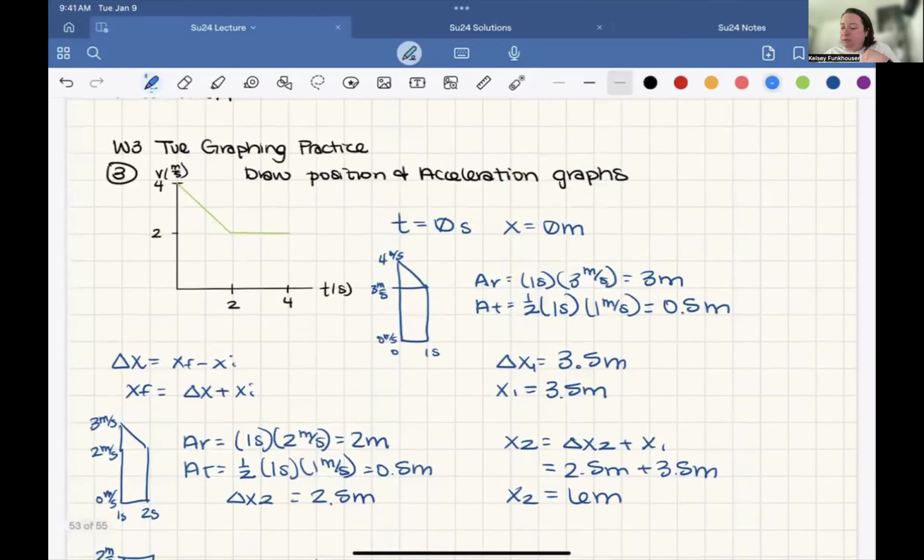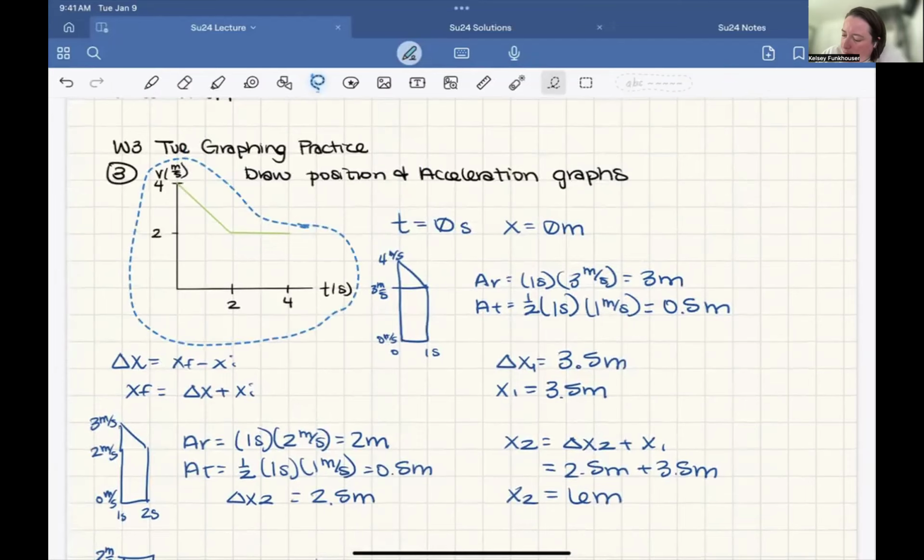Then we want to do an acceleration graph. I'm just going to copy the plot over and we can look at it on the next page.